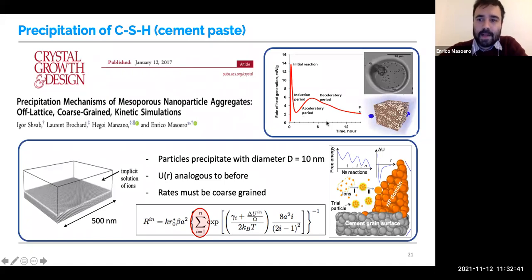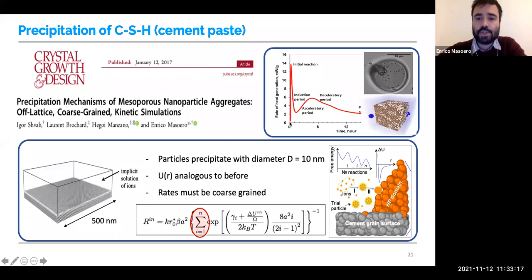But the first problem we tackled was the precipitation of calcium silicate hydrate in cement. This material is the main hydration phase. So to model it, we started with a surface that should represent a fraction of the surface of a particle of tricalcium silicate, which is one of the main reactant phases. And we wanted an implicit solution in contact with it, containing calcium and silicon. And we wanted particles of calcium silicate hydrate to form in this solution and precipitate on the surface to simulate the process of growth of new phases.